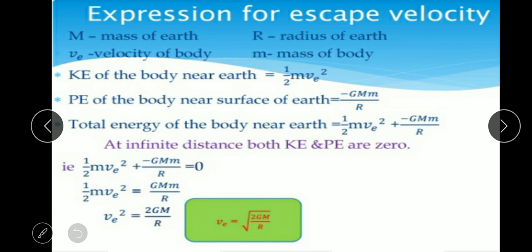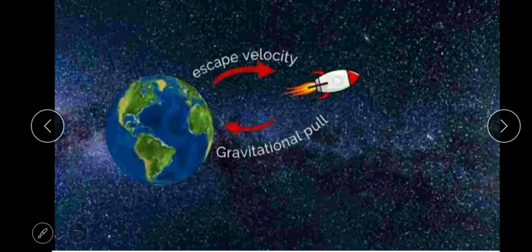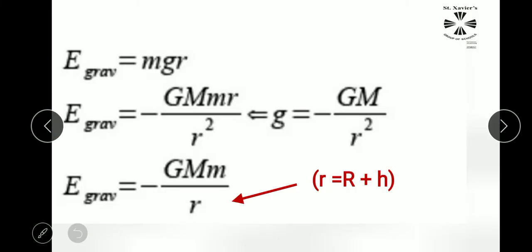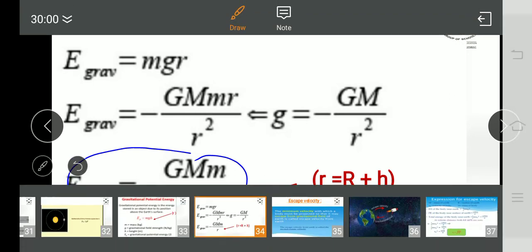Let's move ahead, students. Now expression for escape velocity. Here, students, kinetic energy we already know is given by half mv square. Potential energy formula we just now derived. Potential energy is equal to minus GMm upon r, students. Just now we did the derivation of potential energy.